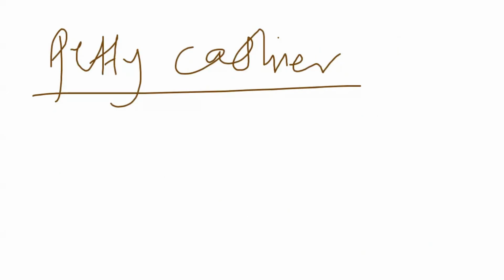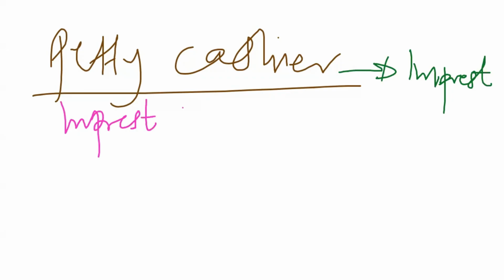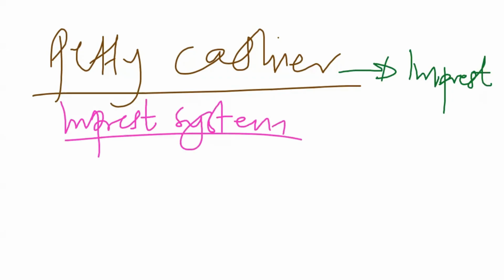But what we normally do is that the petty cashier will give something that we call an imprest. But we are going to talk about the imprest system a little bit later, and we'll try to explain it, because this is the system that is used to operate the petty cash book.